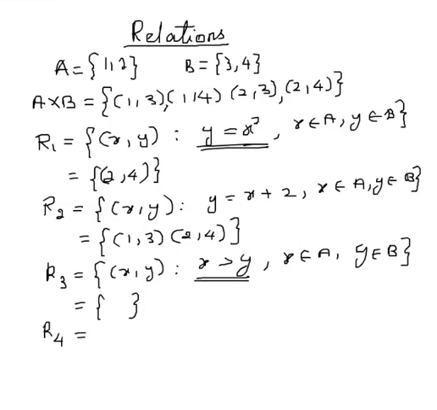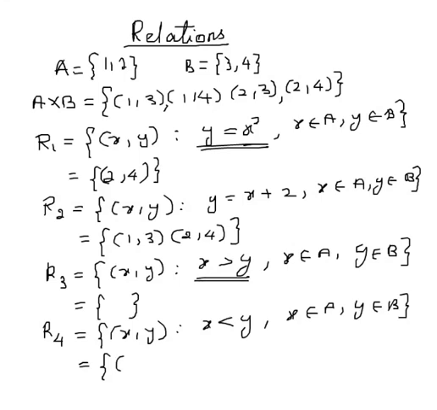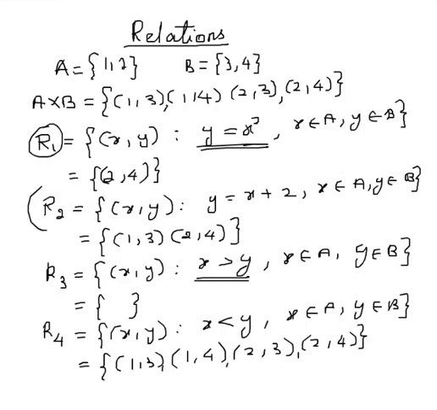Now let us consider another set containing set of all (x, y) such that x is less than y, where x belongs to A and y belongs to B. Let us list out the elements. X should be less than y. (1, 3) satisfies this condition. (1, 4) also satisfies. (2, 3), (2, 4). So this set has all the elements of A cross B. Now each of these sets is called a relation.